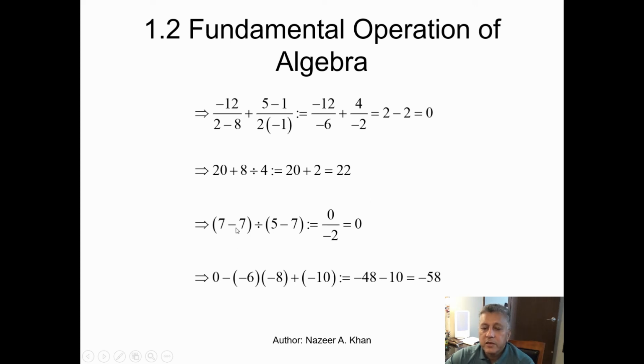We have 7 minus 7 divided by 5 minus 7. Right off the bat, because this is the numerator here. This is the numerator, this is the denominator, this is 0. Anything divided into 0 will give you 0. So when we subtract the numerator, we get 0. And when we subtract this, we get minus 2. And of course, anything divided into 0 will give you 0. Alright, let's go to the next one.